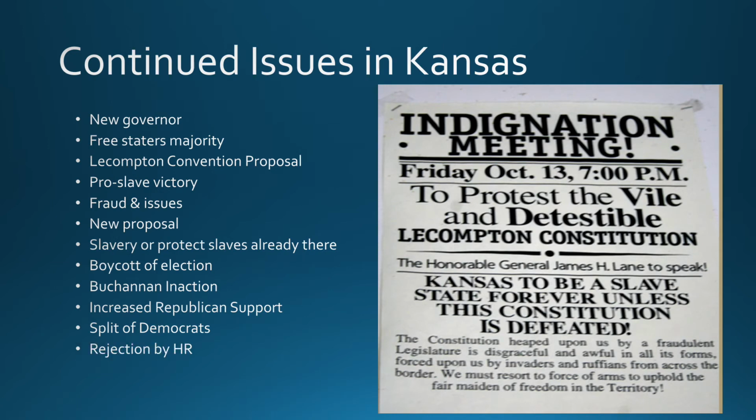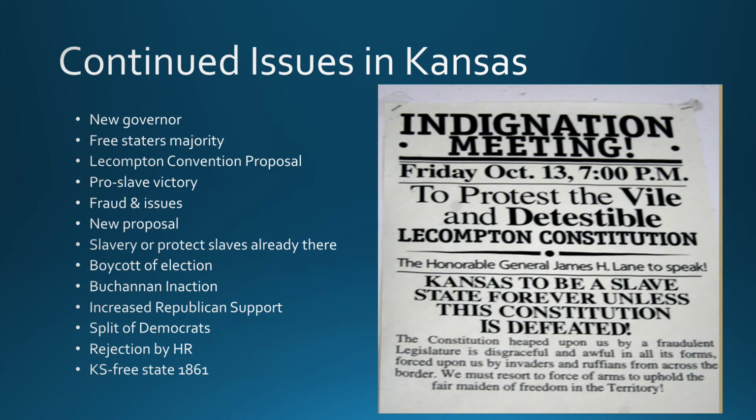The good news is that even though the president will not act, the House of Representatives will, and they'll reject the proposal outright. And when the election is finally run fairly, Kansas will be admitted as a free state in 1861. That being said, the damage has already been done. They've already had, like I said, basically a mini civil war in Kansas over this slave-free issue.